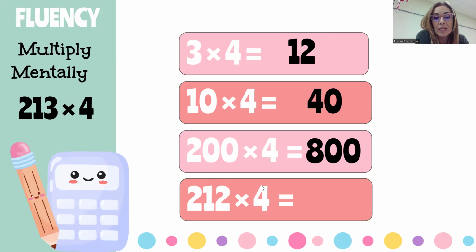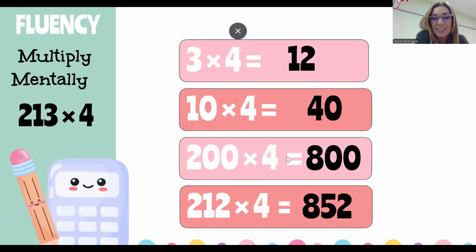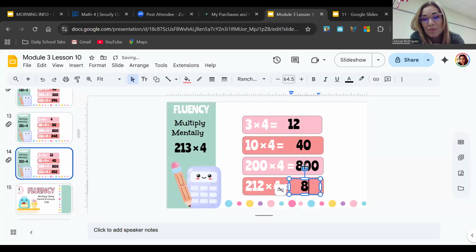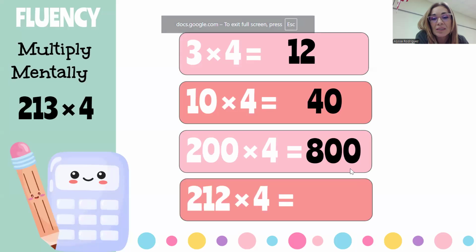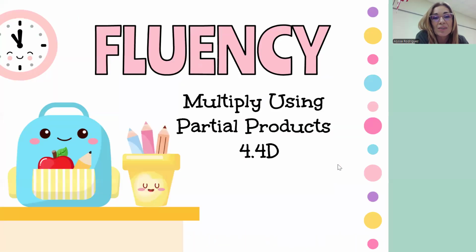4 times 2 is 8. 4 times 1 is 4. Why does it look like we already did this one? And 4 times 2 is 8. I'm getting sad. Good thing that's the last one. That should have been 848 again. I don't get it. Maybe she's having one of her kids do it. I don't know. All right, fluency.